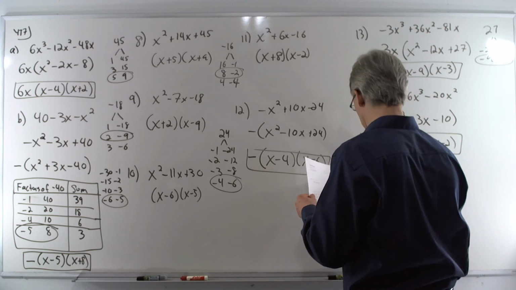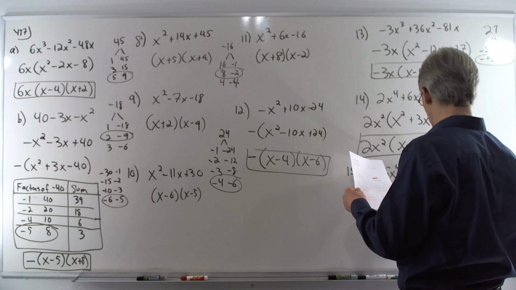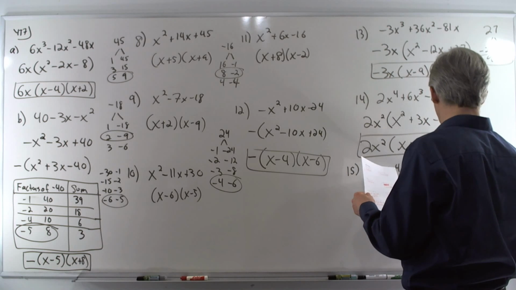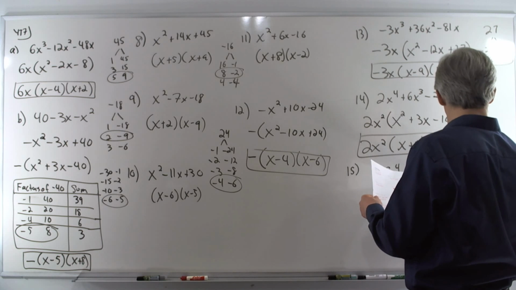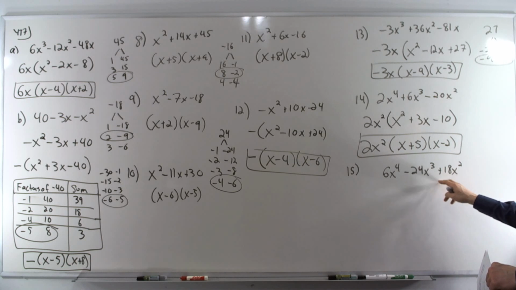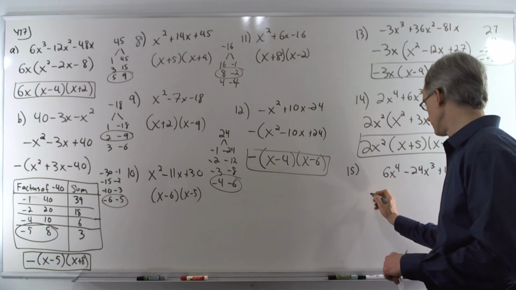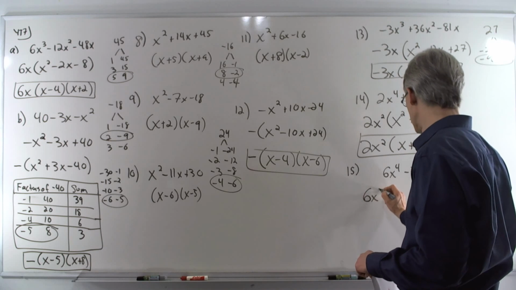Number 15. So 6 is a common factor of all three coefficients, so we're going to factor that out. And we have at least two x's in each one. So we're going to factor out the GCF, which is 6x squared.